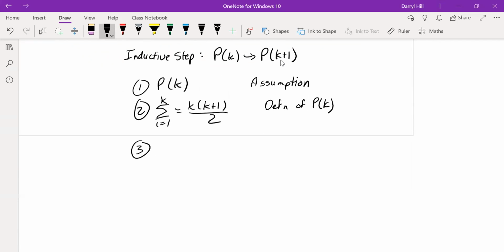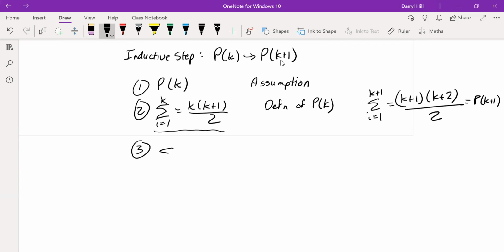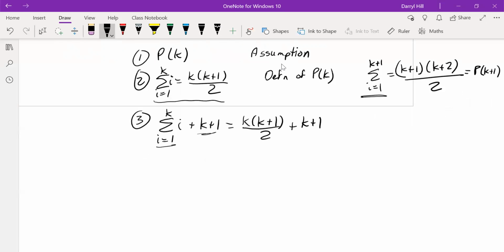Now I want to show that P of k implies P of k plus 1. So I want to try and get this and turn it into this, right? Because this is the definition of P of k plus 1. So how I'm going to do that is I'm just going to add, well, the left-hand side is fairly easy. If I add, sorry, there should be an i here, plus k plus 1. And then I have to add k plus 1 to both sides. All right, so this is what I add to this to get this. Right, so now I know my left-hand side looks correct.